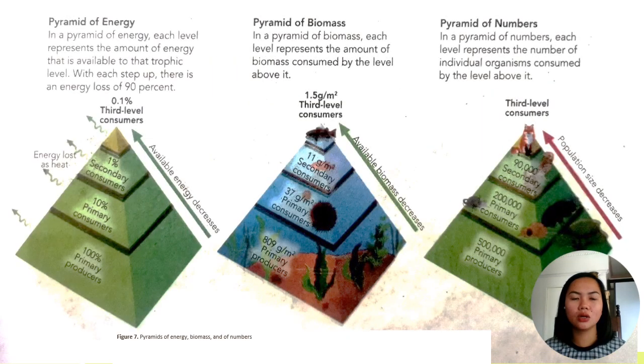Thus, we have here the pyramid of energy, the pyramid of biomass, and the pyramid of numbers, which are all types of ecological pyramids representing how energy and matter flow in an ecosystem. First is the pyramid of energy. This type of pyramid shows the decreasing amount of energy in each trophic level.